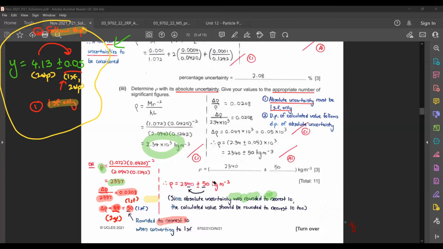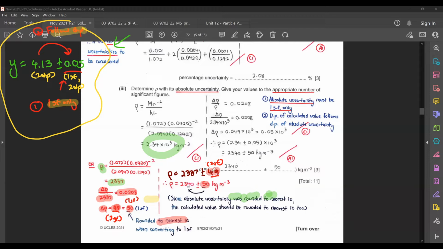When I want to express my values, maybe I write it at the top, it's easier. If I write the values as they are right now, rho is 2337 plus minus 49. But you see, the problem is that this one is 2SF. So I need to change this to 1SF. When I change this to 1SF, 49 becomes 50.